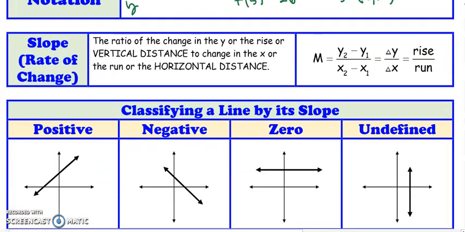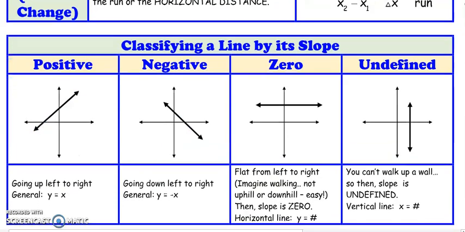Down here, slope or rate of change, it's the ratio of the change of y, or the rise, or the vertical distance, to the change of x, or the run, or the horizontal distance. You've seen this before. You may not have seen some of these, though. This just means the change in y to the change in x, which can be found with this formula. And some of you know it as rise over run. So all of those, same old thing.